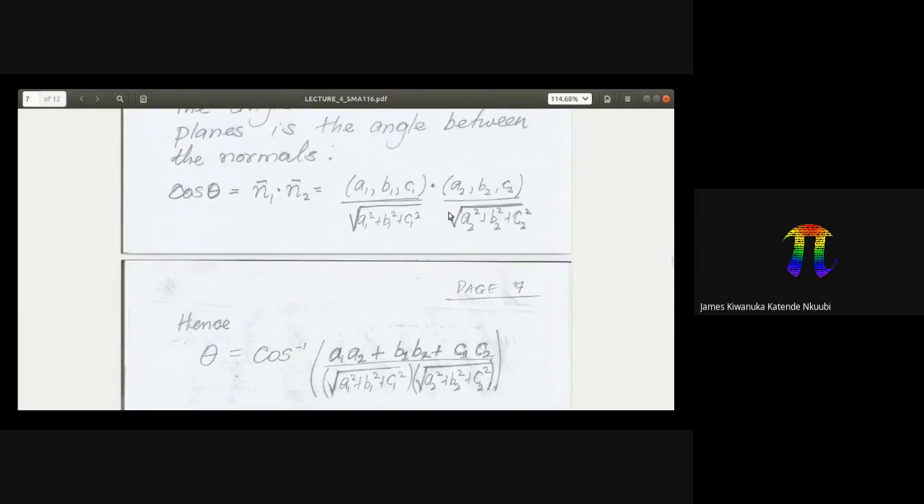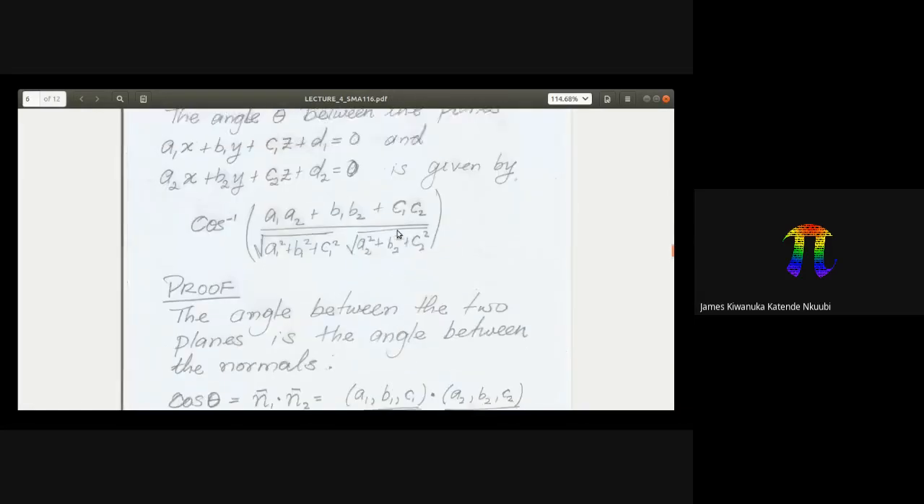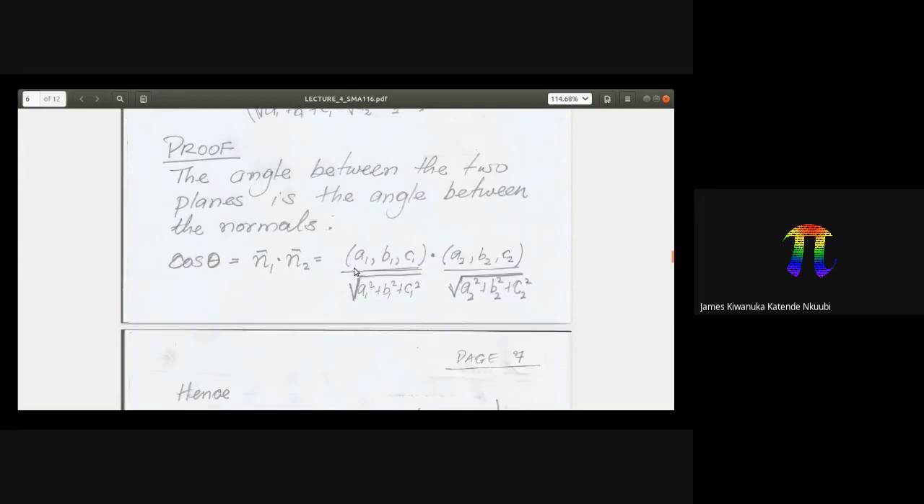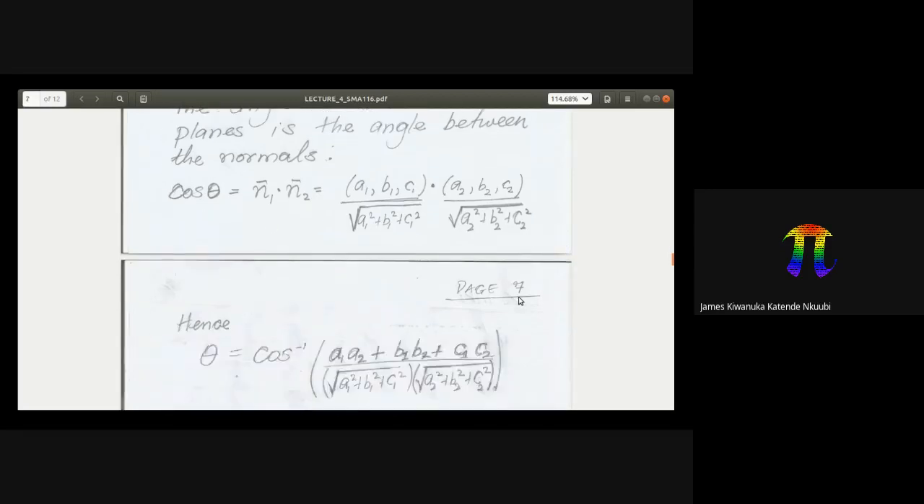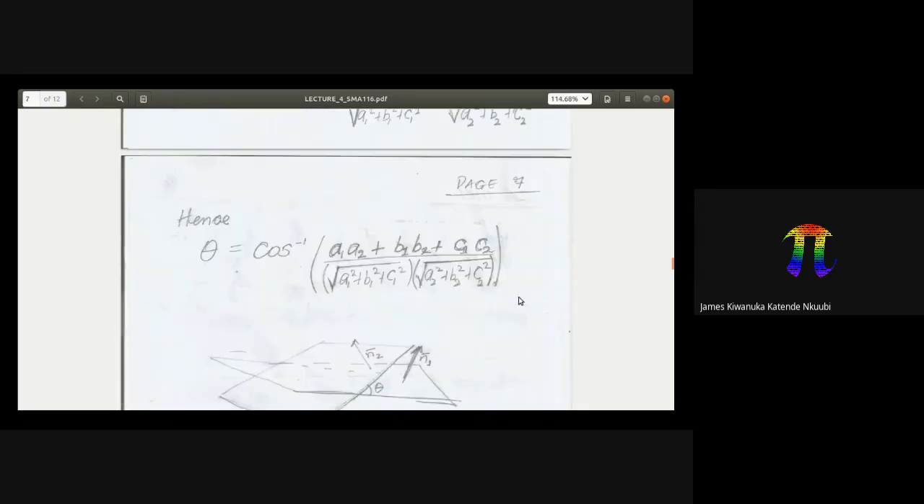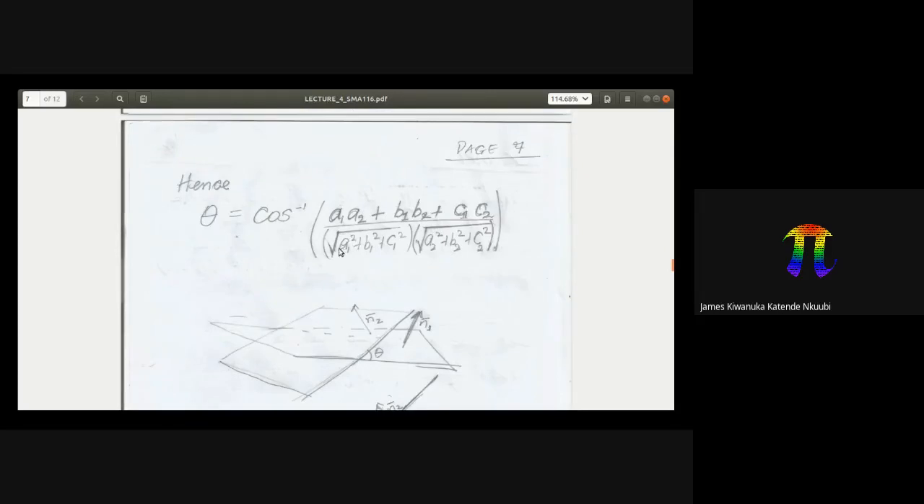So I hope at this point you can see what we are doing. When you have a plane, these coefficients A1, B1, and C1 form a vector of the normal, but what we wanted here was a unit normal. So we are dividing by the magnitude for each of them. So we have this, the normal vector. If you divide it by its magnitude, you get the unit normal vector. The same here, you get the unit normal vector. So you're getting the dot product of two unit normals. And that's how you get the answer. So the angle is simply this.